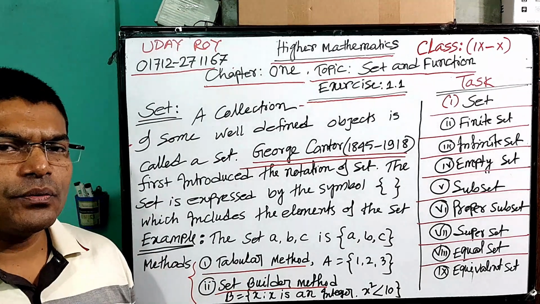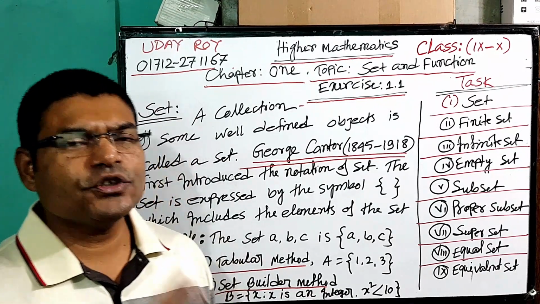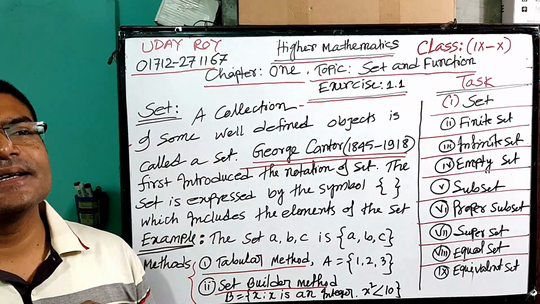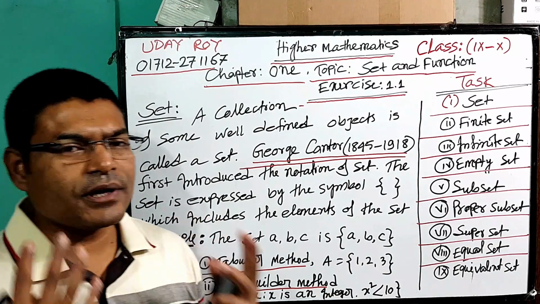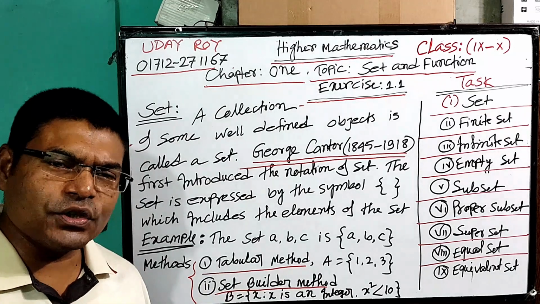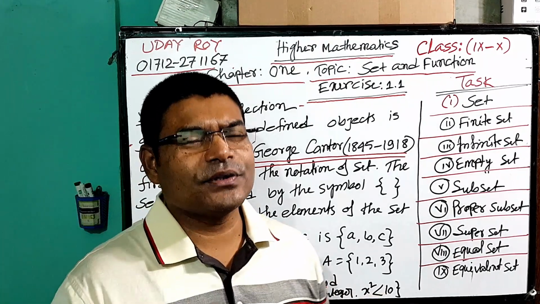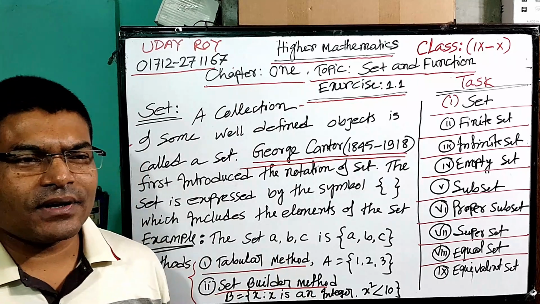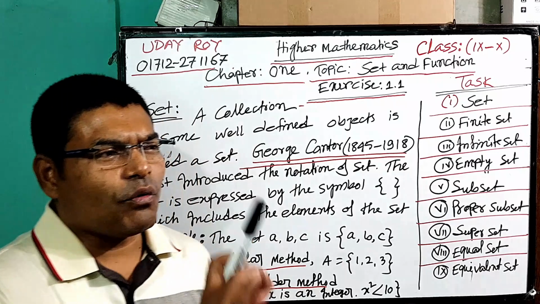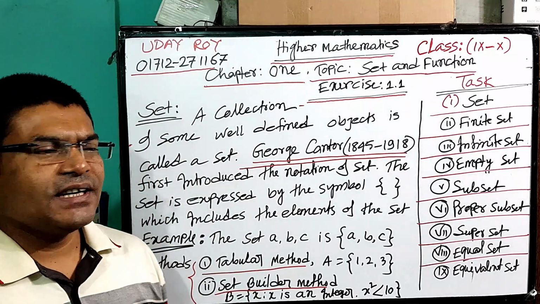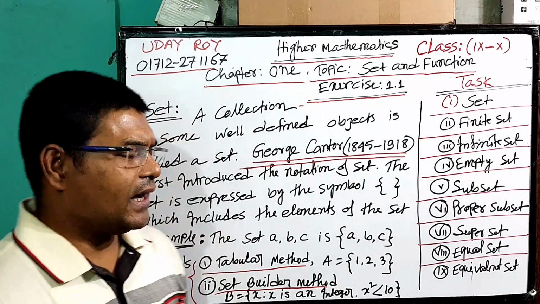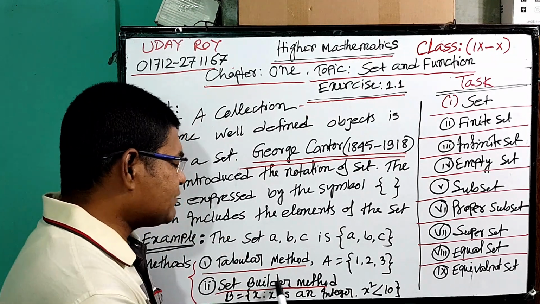How many methods of set? There are two methods. One is the tabular method, another is the set builder method. One is the tabular method. I think we all know table: 2 times 2 is 4, 2 times 3 is 6, 3 times 3 is 9. These are the table. That means 1, 2, 3. This type is the tabular method. Okay. Now then the set builder method.